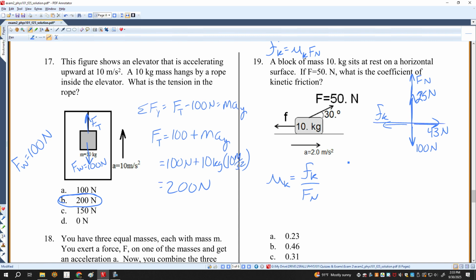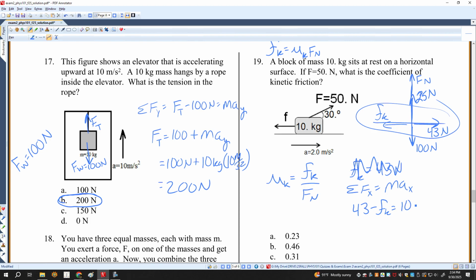So I need to find Fk. That's easy. Fk is equal to 43. See, I just look at these forces and know that they... Oh, wait, no, I'm sorry. That's not that easy. Sorry. The sum of the forces in the x direction is equal to max. So that's 43 minus Fk equals 10 times ax, which is 2. So Fk is equal to 43 minus 20, 23 newtons.